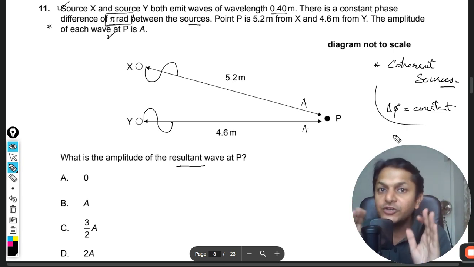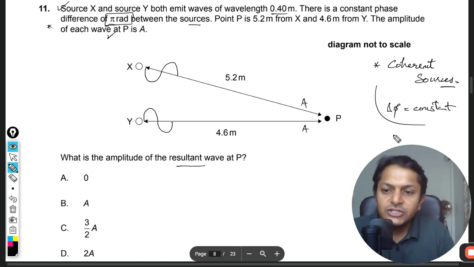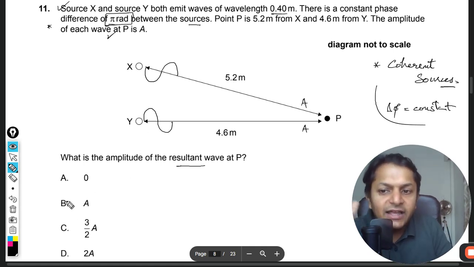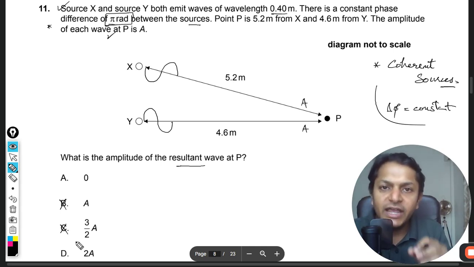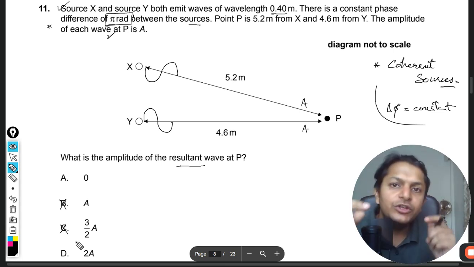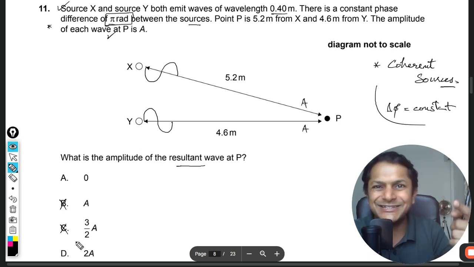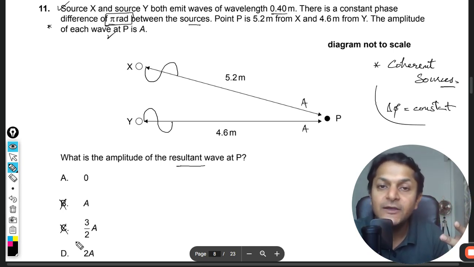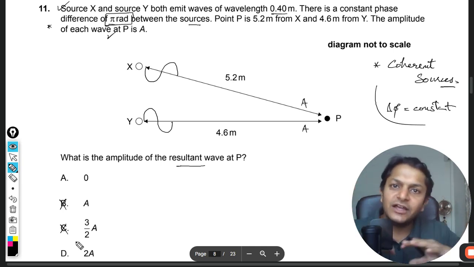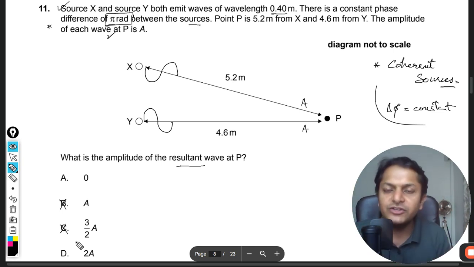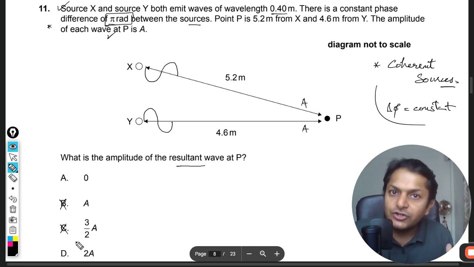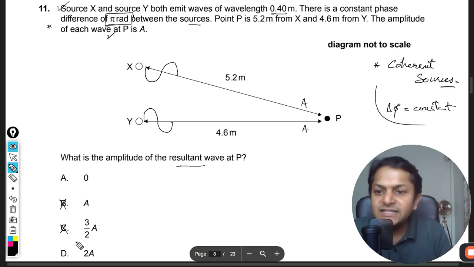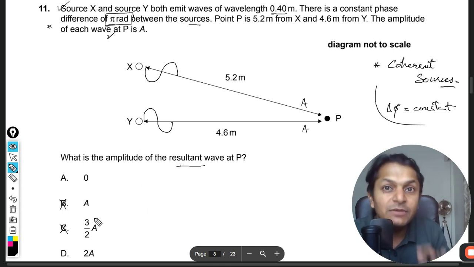Now let us move back to the question. When I see these options, first of all, I can clearly cut B and cut C. Why? Because in your IB physics syllabus, only two cases are taught to you: constructive interference and destructive interference. If tomorrow they tell you there is another formula not covered in your syllabus, I can give you that formula. But if it is not covered in your syllabus, these answers are not possible. So B and C are wrong. They are not the answer.